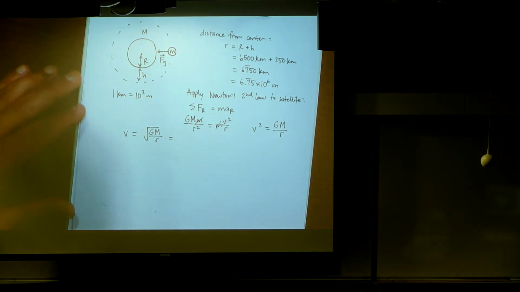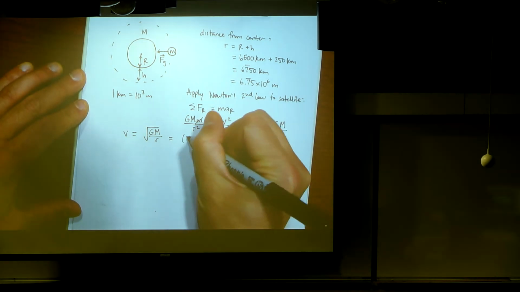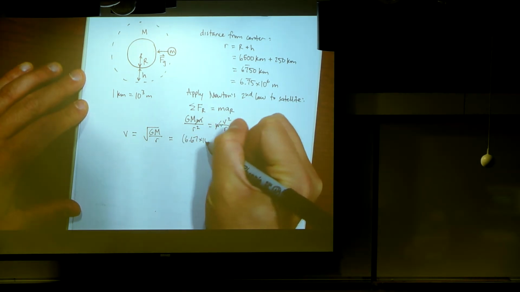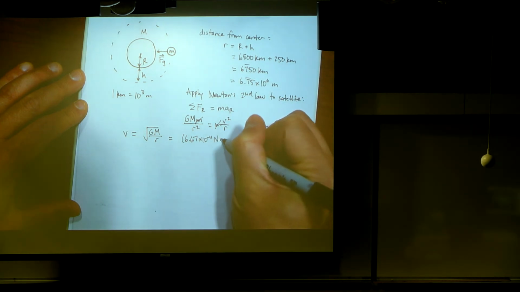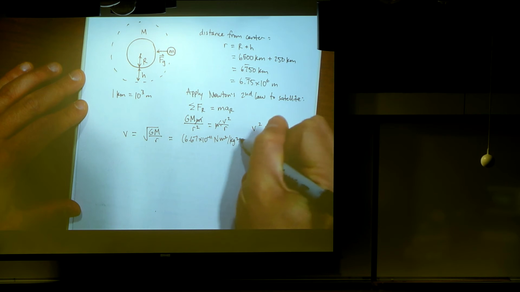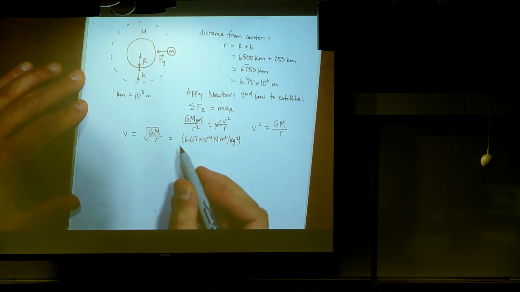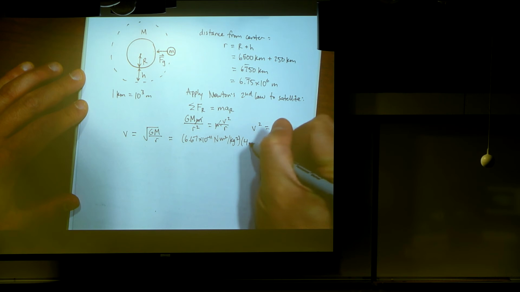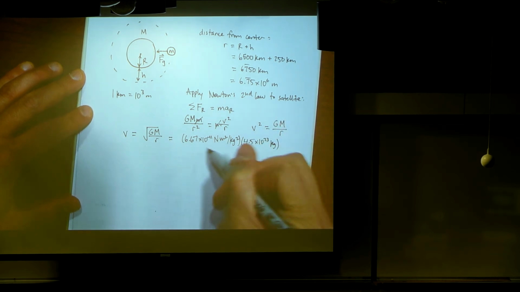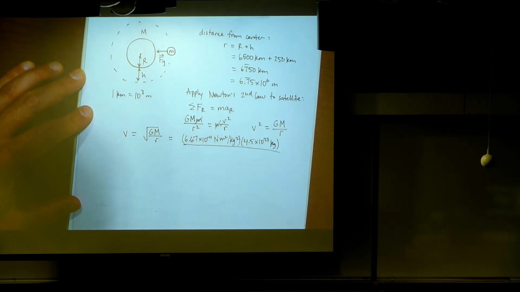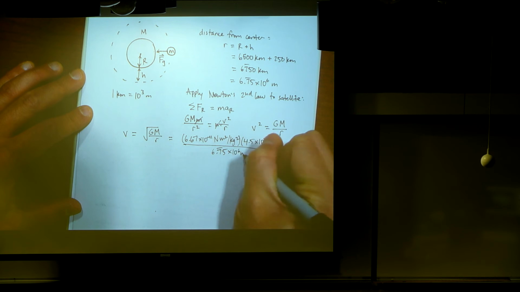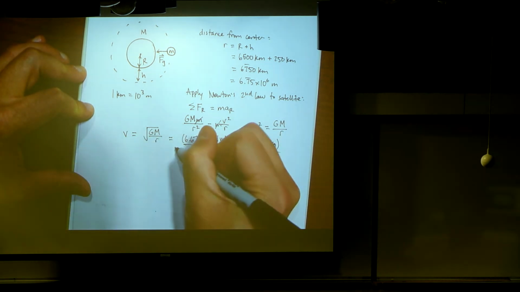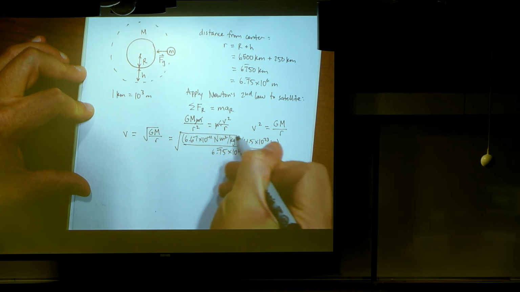All right, so let's put the numbers in now. We have 6.67 times 10 to the minus 11 is big G. Units are newtons meters squared per kilogram squared. Big M is the mass. That's 4.5 times 10 to the 23 kilograms. And then divide that by this radius, which is 6.75 times 10 to the 6 meters. So square root the entire thing, and you'll have your answer.